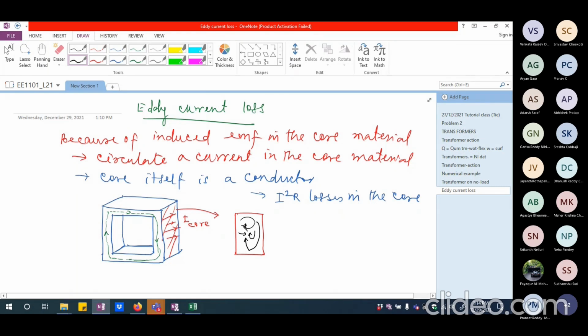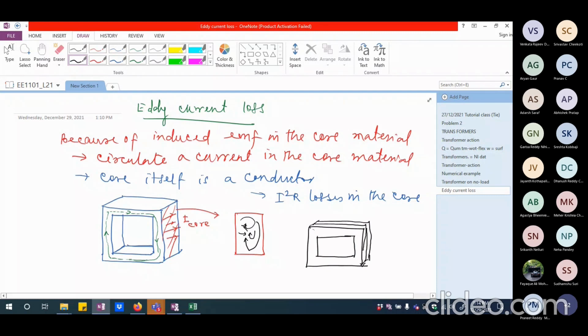Rather than that, if I try to make this as one piece, which is having the core exactly this way, and it is a thin plate, and behind that I'm going to put another thin plate like this. So I'm going to have another thin plate, and I'm going to put a third thin plate like this.